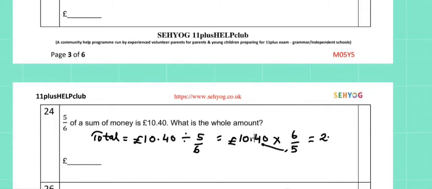That gives us 2.08, and then times it with 6, and we get our answer, which is equal to 12.48 pounds.